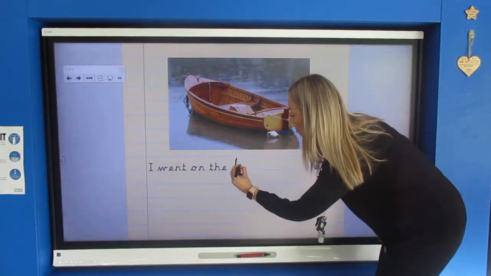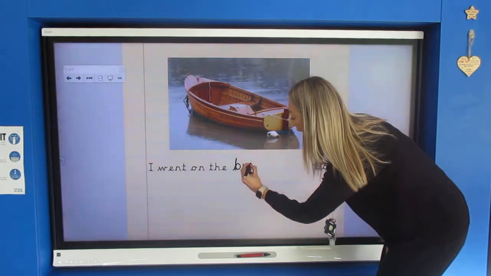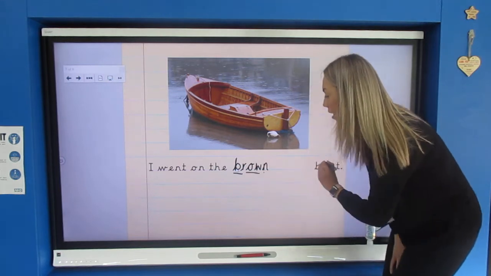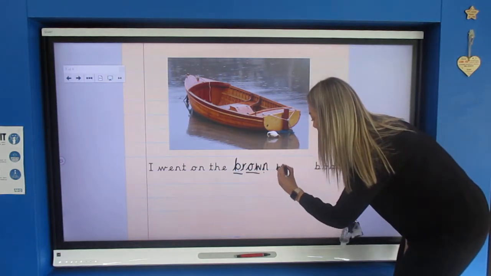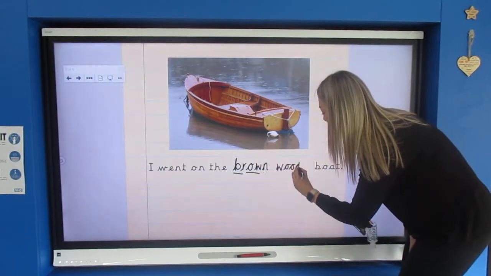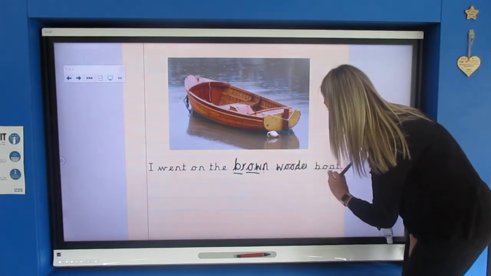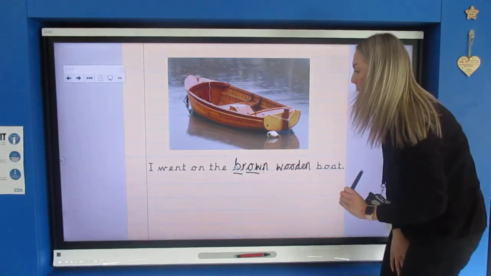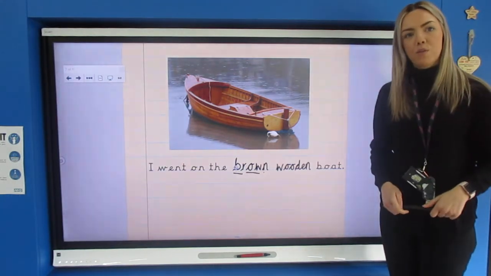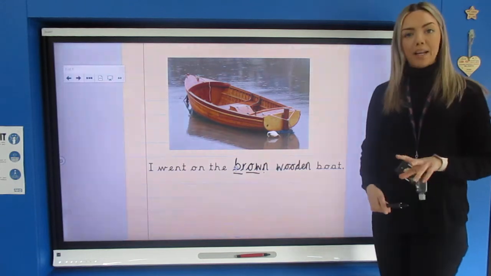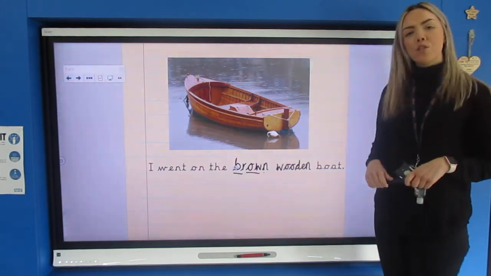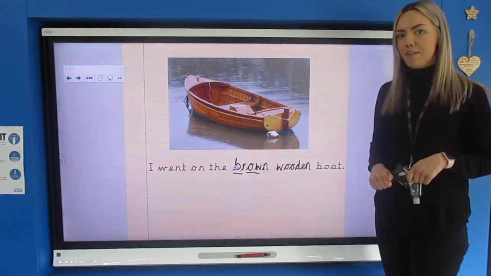I went on the brown, the brown wooden. Now remember, our oo makes an sometimes. I went on the brown wooden boat. Wow. That is definitely a super sentence with 2 adjectives in this time. So again, pause the board and have a go now at writing your very own sentence about the boat using a different adjective than I have.